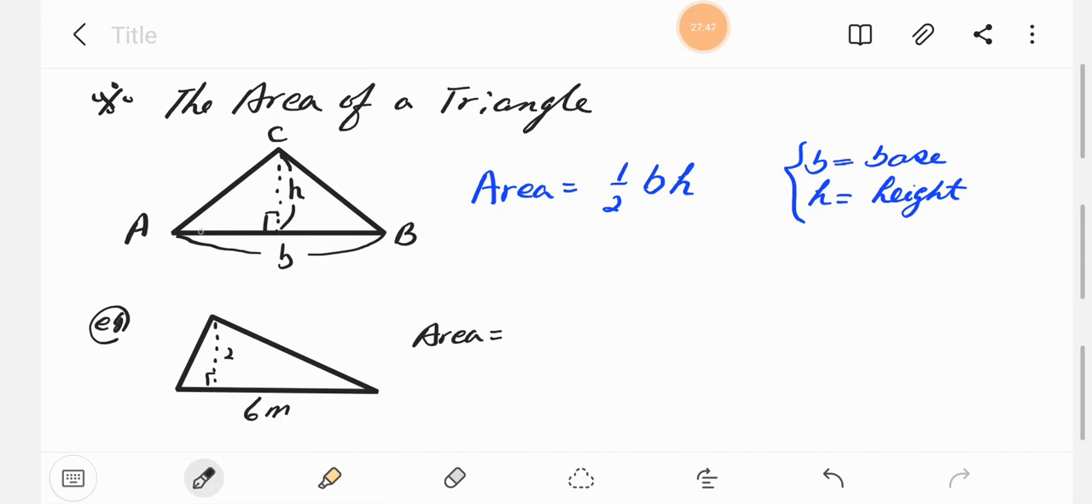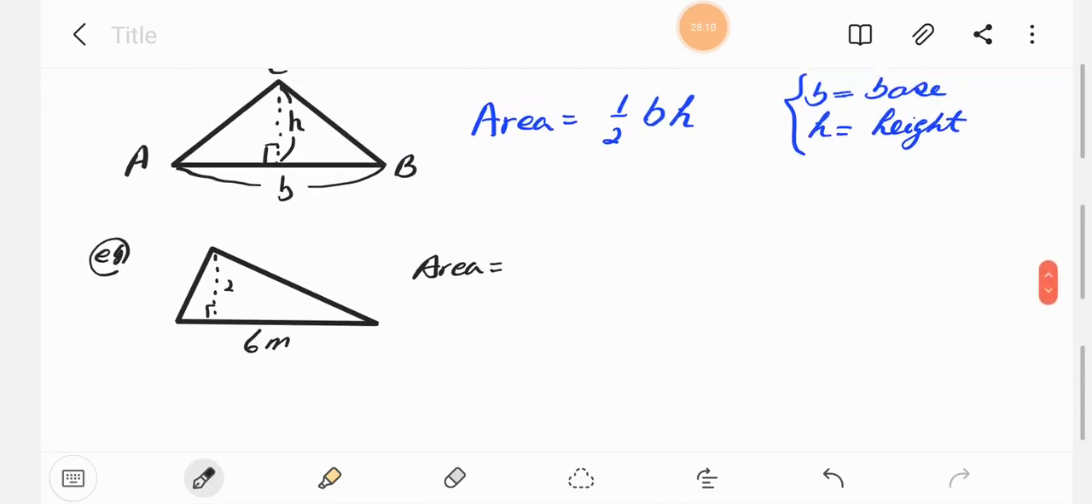So the area of a triangle is simple. What we do is multiply the base and the height. Okay, multiply B and H and then divide by 2. So 1 over 2 times BH. B is the base, H is the height. So multiply the base and the height, divide by 2. That is the area of a triangle.